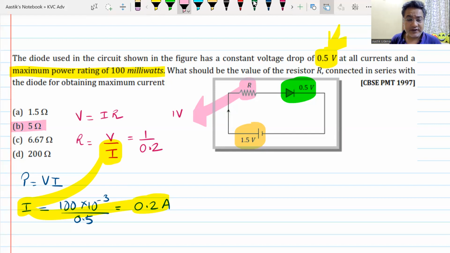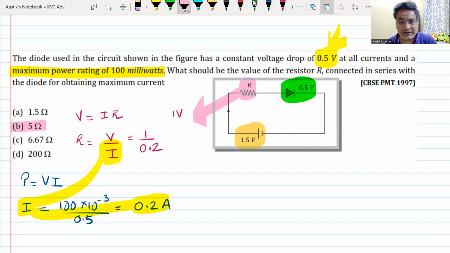So that is how we have done this. Let me repeat. The total voltage drop is 1.5 volt. The battery voltage is 1.5 volt. The voltage drop across the diode is 0.5. Therefore, the voltage drop across the resistor becomes 1 volt. If I know the current, I will be able to find out the resistance.